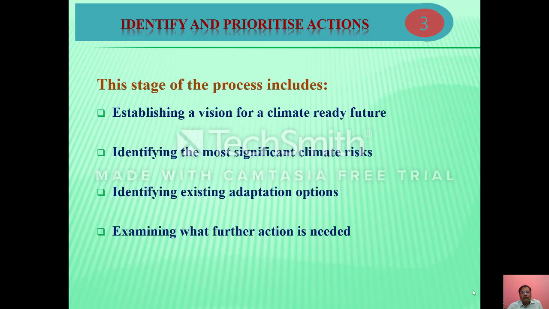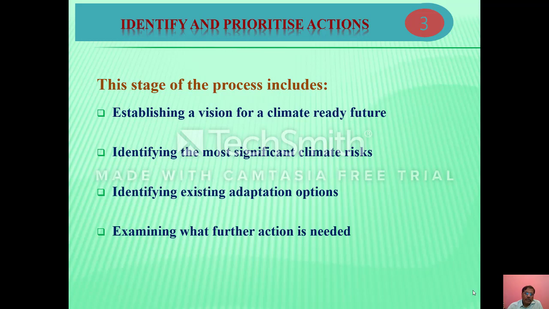Establishing a vision for a climate ready future is required. Identifying the most significant climate risks is required. The most significant climate risks have to be considered first because their impact can be more on the population, on the environment, and also on the infrastructure. Then identifying existing adaptation options also has to be done, and we have to see whether we can go with them or we have to evolve new adaptation options, new adaptation methods.